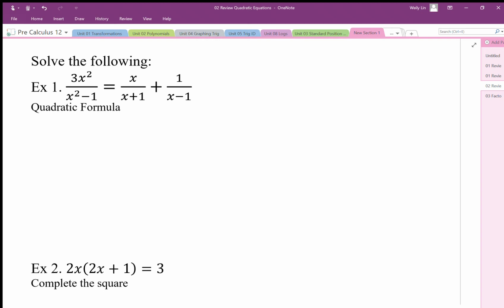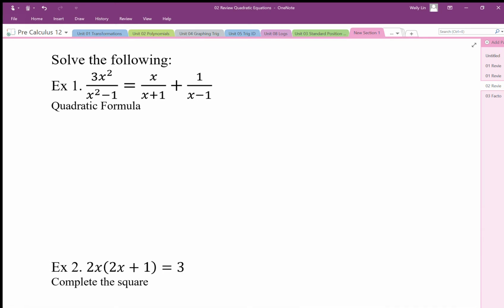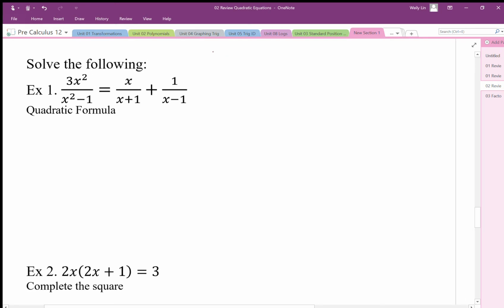Okay, so let's solve a few of these equations here. Before we solve this, we really should state some non-permissible values. So we know that x cannot equal -1 because we can't divide by 0, and +1 because we can't divide by 0. Okay, so once we've done that, we can go ahead and solve this.